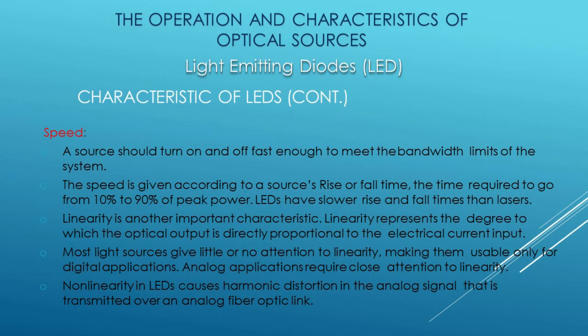Linearity is another important characteristic. Linearity represents the degree to which the optical output is directly proportional to the electrical current input. Most light sources give little or no attention to linearity, making them usable only for digital applications. Analog applications require close attention to linearity. Non-linearity in LEDs causes harmonic distortion in the analog signal that is transmitted over an analog fiber optic link.